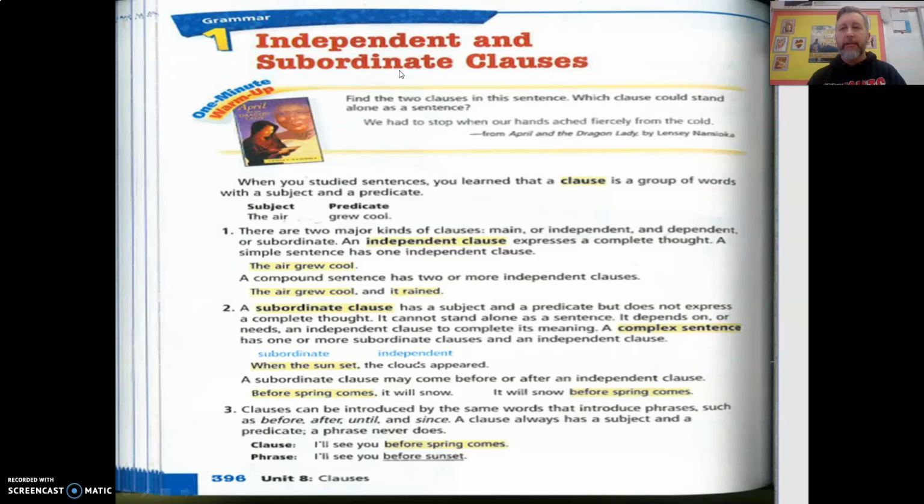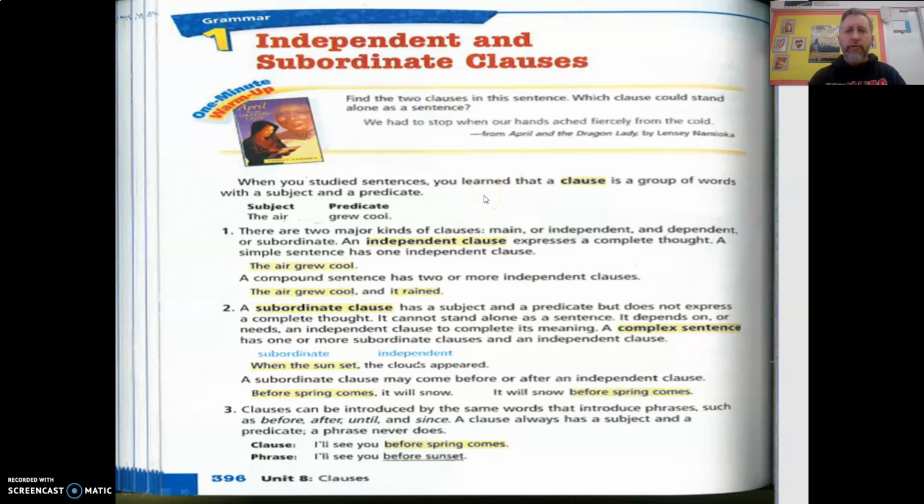Remember the example that we did in the beginning of the year. If you walked up to someone on the street and said, when our hands ached fiercely from the cold, they would be like, okay, what happened when your hands ached fiercely from the cold? And the reason why is because it can't stand alone by itself as a sentence. So it is a subordinate clause, and it begins with a subordinate conjunction. Hopefully some of that's coming back to you.